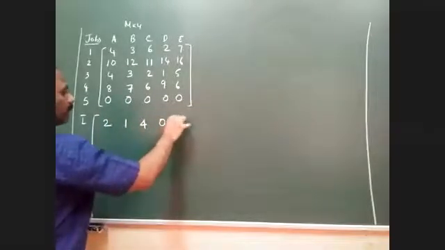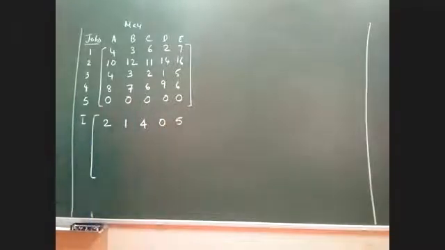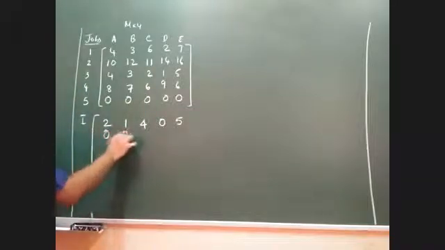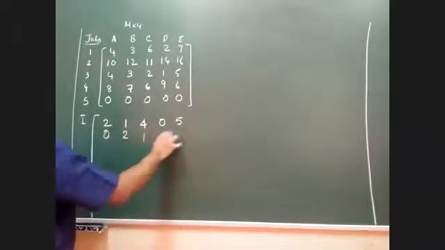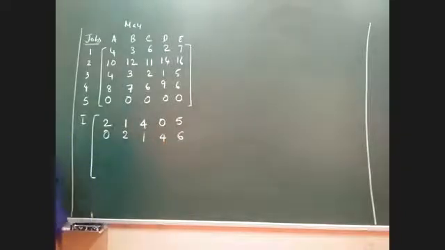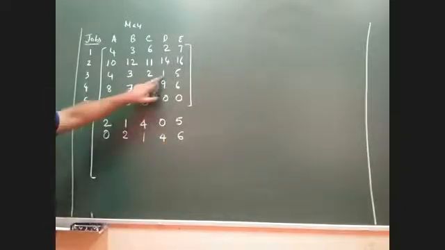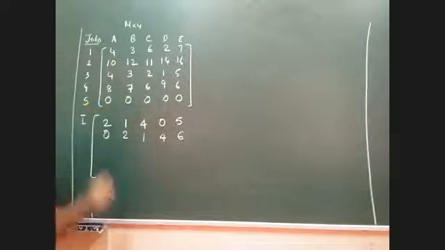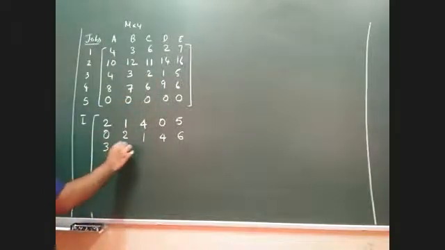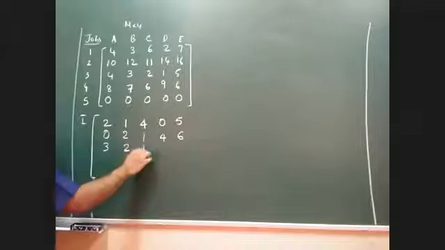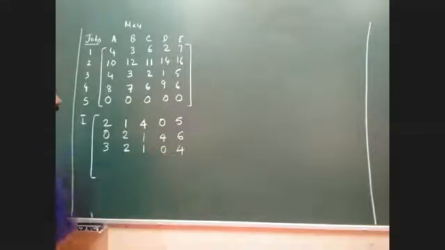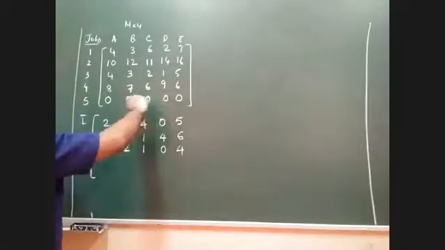Okay. Coming to the second row, the lowest value happens to be 10. So the values will be 0, 2, 1, 4, and we have 6 here. Now coming to the third row, the lowest value happens to be 1. So after subtraction, we get 3, and this becomes 1, 0, and this becomes 4. And coming to the fourth row, the lowest value happens to be 6.